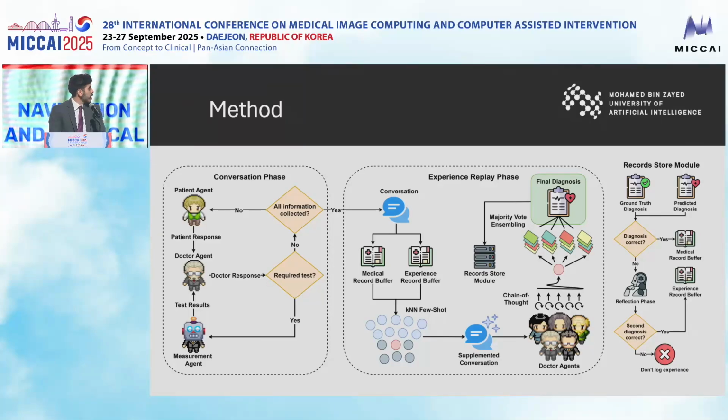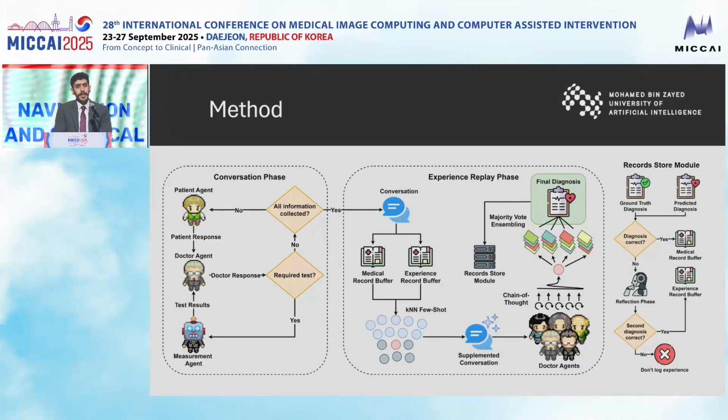When the doctor determines that all the information is collected and the conversation is sufficient, only then do we move on to the second phase, which we call the experience replay phase. Here, we have the completed conversation. It's passed through some memory buffers, which I'll discuss shortly. We do some KNN few-shot on these memory buffers to extract the most relevant prior history based on previous simulations. We then supplement that into the original conversation and pass it into a group of different doctor agents.